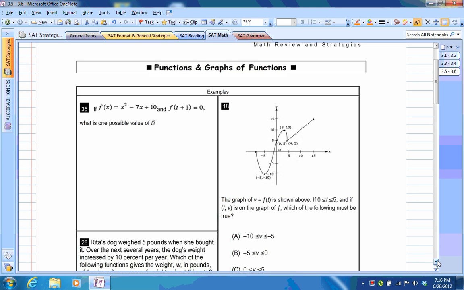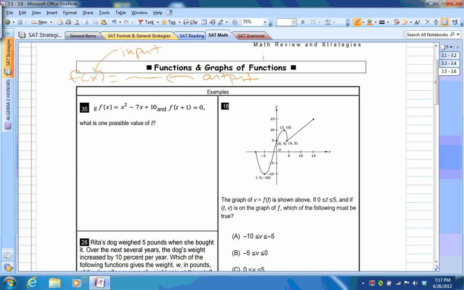The key thing to remember for functions is that when you have f of x equals something, that's always going to be your input, and whatever's on the other side of the equation will be your output.